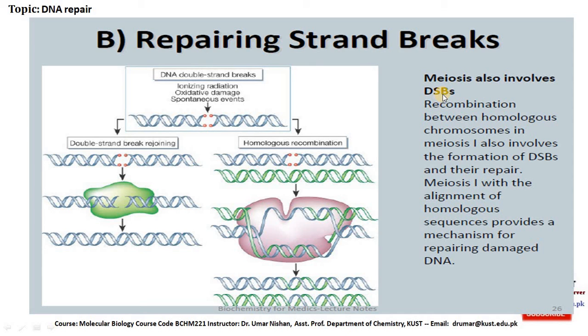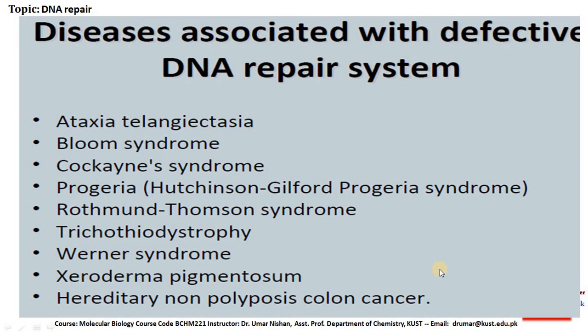Meiosis also involves double strand breaks. DNA double strand breaks, ionizing radiation, oxidative damage, and spontaneous events. Homologous recombination, and here is double strand break rejoining. So, a recombination between homologous chromosomes in meiosis 1 also involves the formation of double strand breaks and their repair. Meiosis 1, with the alignment of homologous sequences, provides a mechanism for repairing damaged DNA.